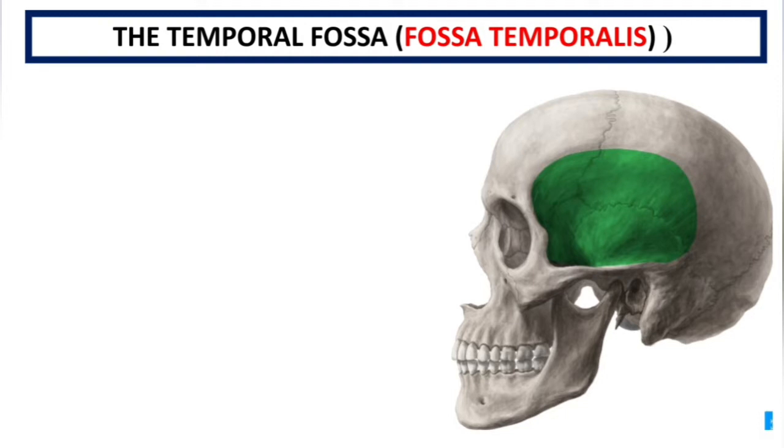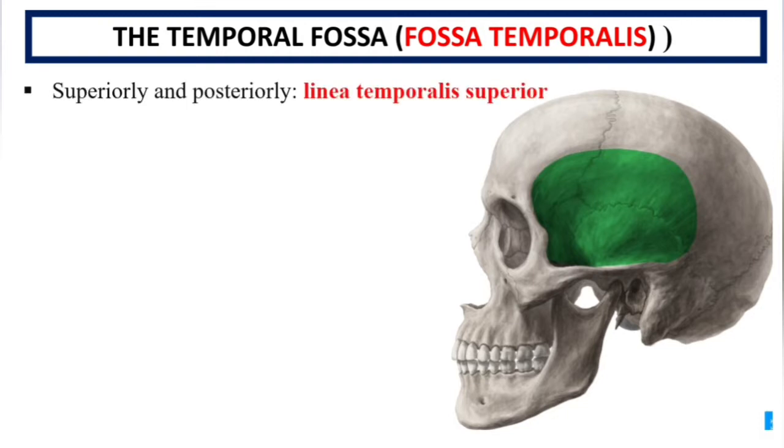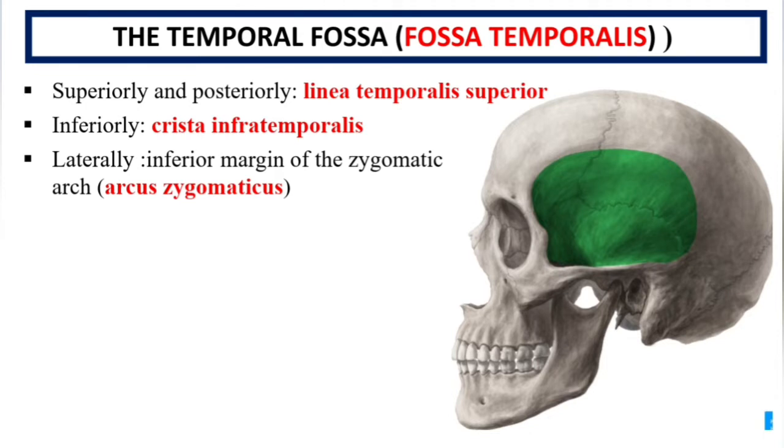The temporal fossa is highlighted here. So what are the borders? Superiorly and posteriorly, it is formed by the superior temporal line, linea temporalis superior. Inferiorly, it is formed by the infratemporal crest, which is found on the sphenoid bone around this level, but in this view you can't see it exactly. I will show you this crest later, crista infratemporalis. Then laterally, there is the inferior margin of the zygomatic arch, arcus zygomaticus, right?